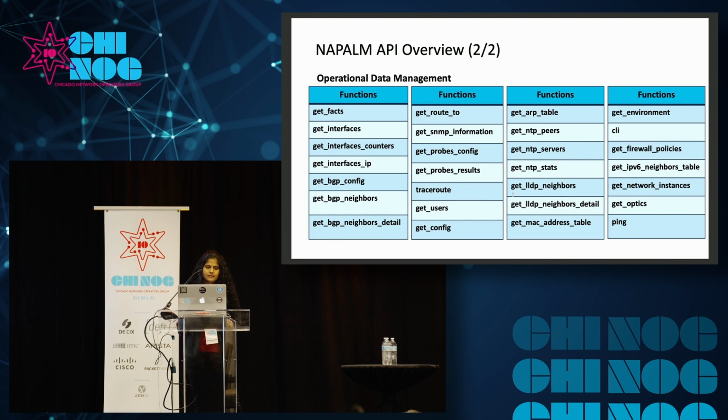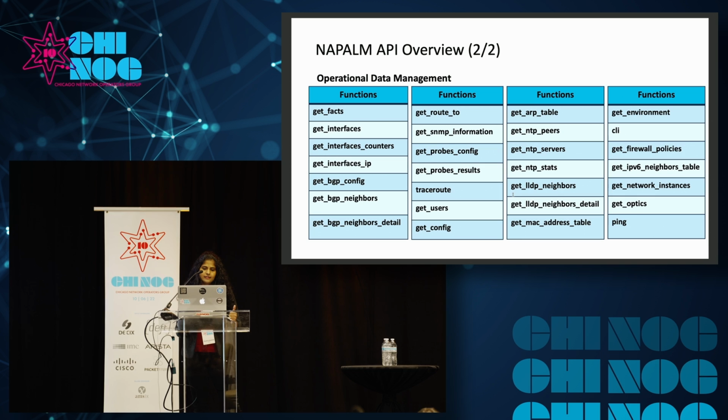So these are the different APIs for the operational data management. You can retrieve the device details through get facts. Get interfaces returns the interface information from the device. Interfaces counters, you can retrieve the interfaces counters. Interfaces IP, BGP config, BGP neighbors. You can also retrieve the BGP neighbors detail.